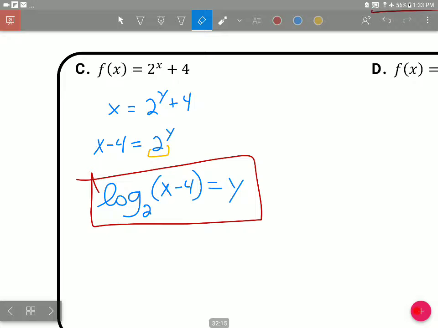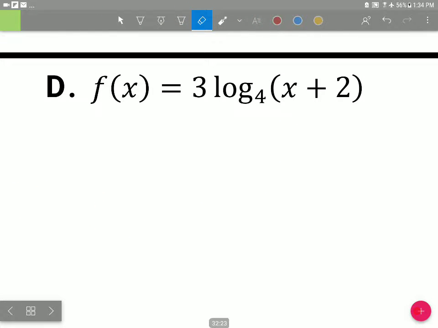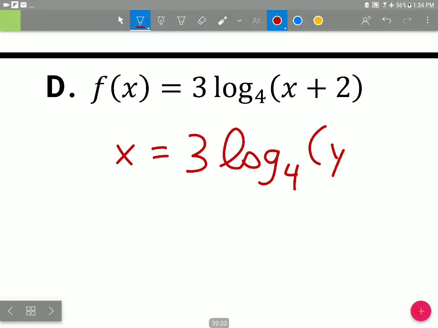All right, try letter D. Start off, switch your X and Y. I got you, Henry. We'll get it going. X equals 3 plus 4 plus 2.